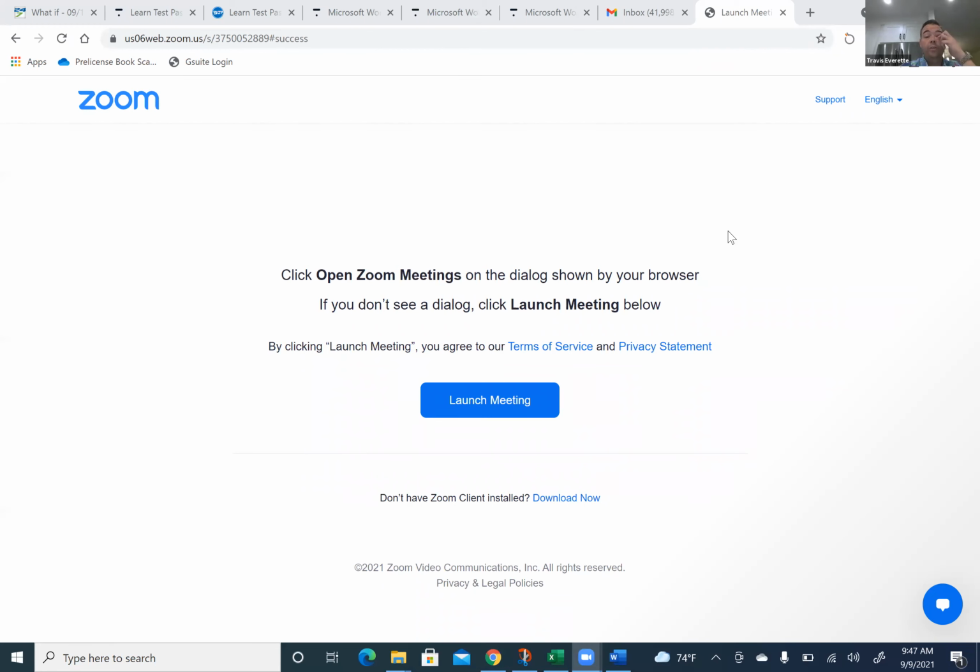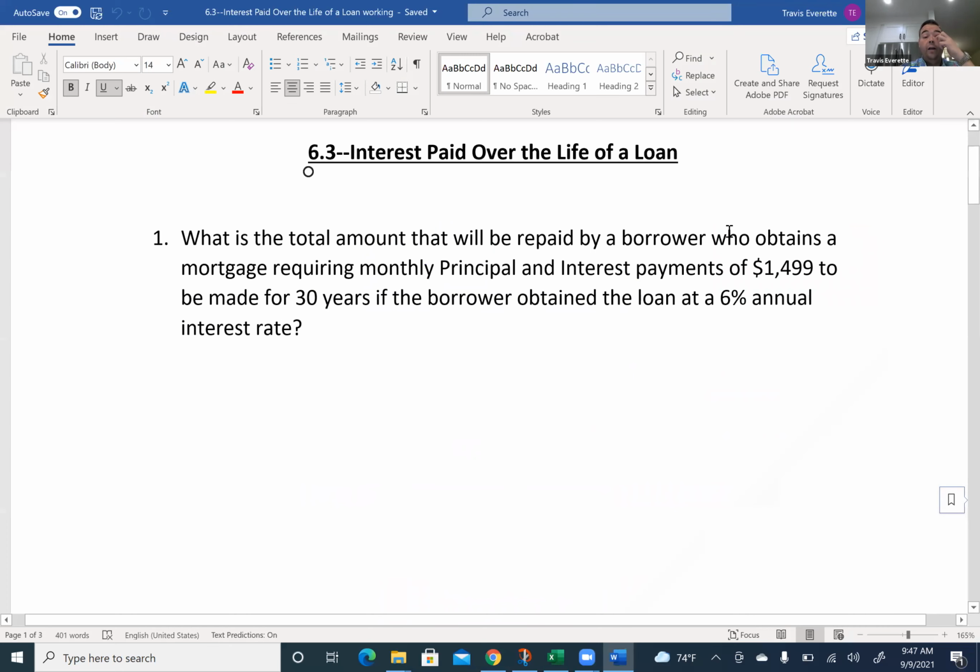We're taking a look at the worksheet that deals with interest over the life of a loan. So I'll go ahead and share my screen with you so that we can get started on that. And when we talk about interest paid over the life of the loan, we're really asking, assuming the loan is paid as scheduled.